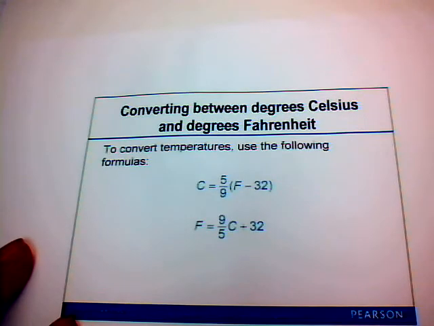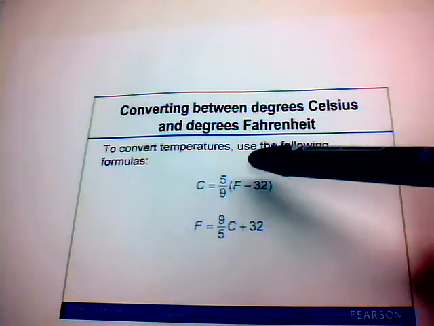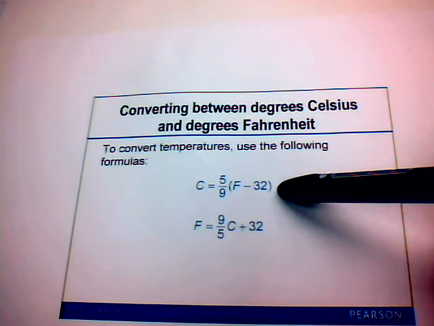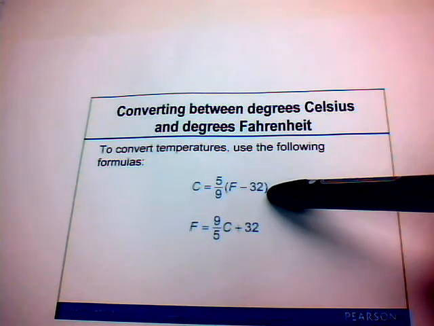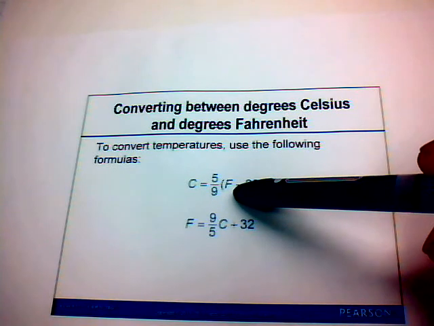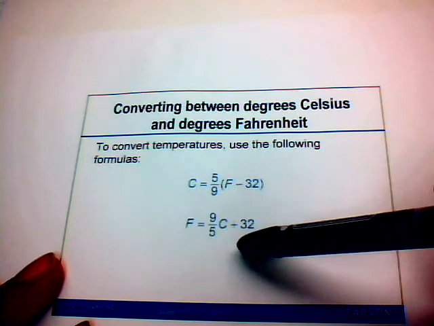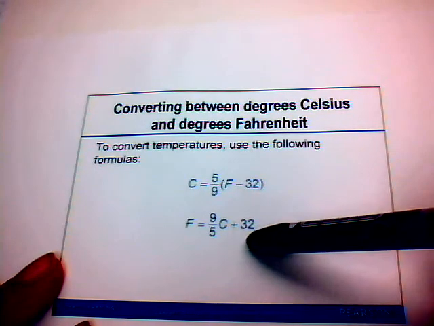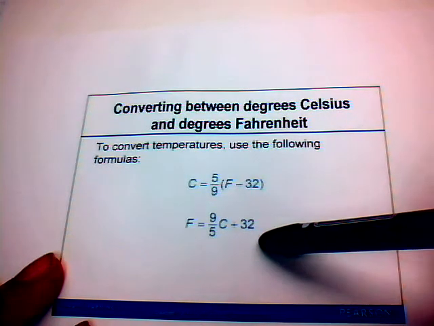Okay, so how can we convert from Celsius to Fahrenheit or from Fahrenheit to Celsius? Here we have these two formulas. To convert temperatures, we use those formulas. From Fahrenheit to Celsius, we use this formula at the top: 5/9 times the quantity F minus 32, where F is the number of degrees in Fahrenheit units. And if we want to convert from Celsius to Fahrenheit, we use this formula: 9/5 times the degrees Celsius plus 32.